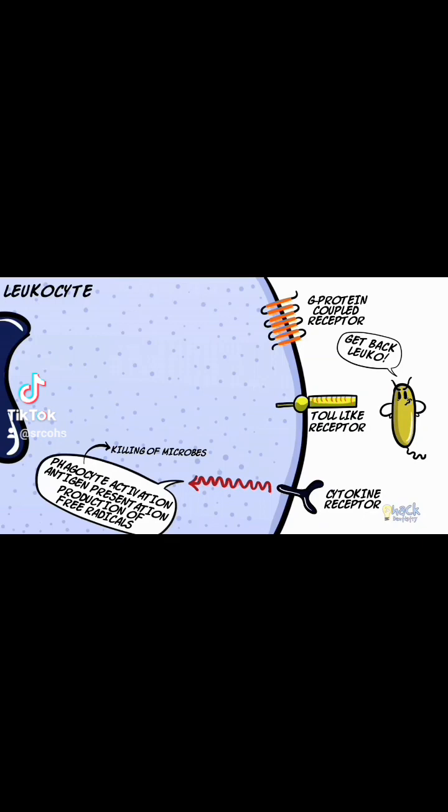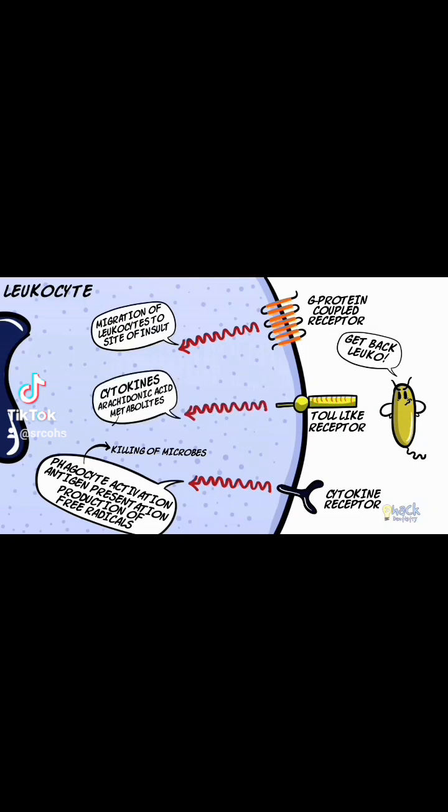Once activated, leukocytes perform various functions to amplify the process of inflammation. That is, it could cause further migration of leukocytes to the site of infection and help in production of various inflammatory mediators like cytokines and arachidonic acid metabolites. Now, apart from amplifying the inflammatory response, leukocytes also eliminate offending agents like microbes by ingesting and destroying them, a process called phagocytosis.